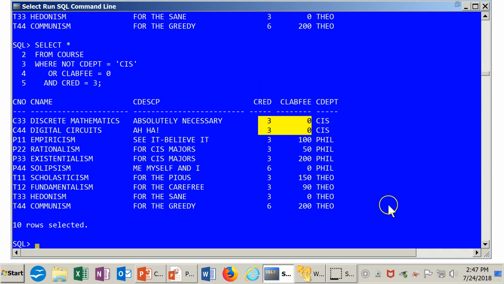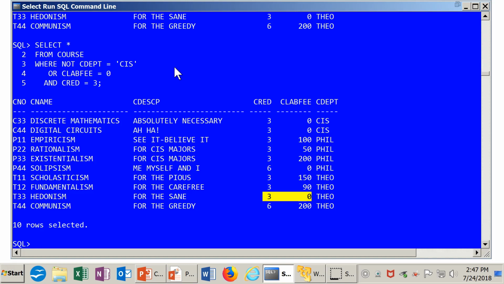Okay, note down below that you will see a row for theology that had 3 credit and lab fee of 0. So this row could have qualified the same way the CIS rows qualified, or it could have qualified on the basis of simply not being CIS. So in this case, we finally see a row where all of the conditions have been satisfied for the row to be retrieved. But it's a little confusing without the parentheses. We have to think this through a bit to make it clear as to exactly what's happening and in what order.